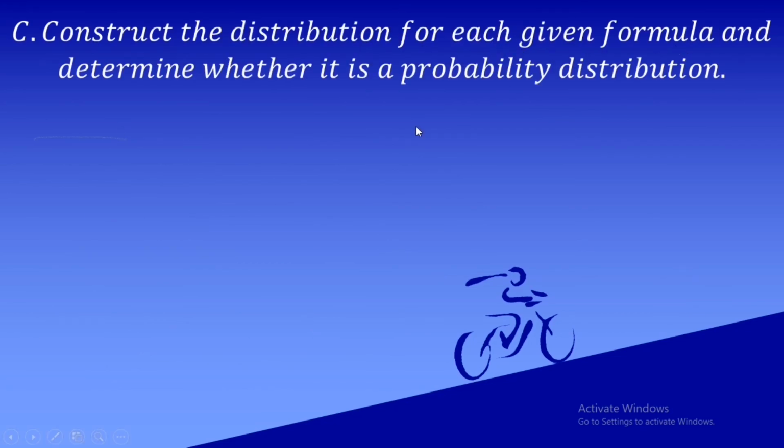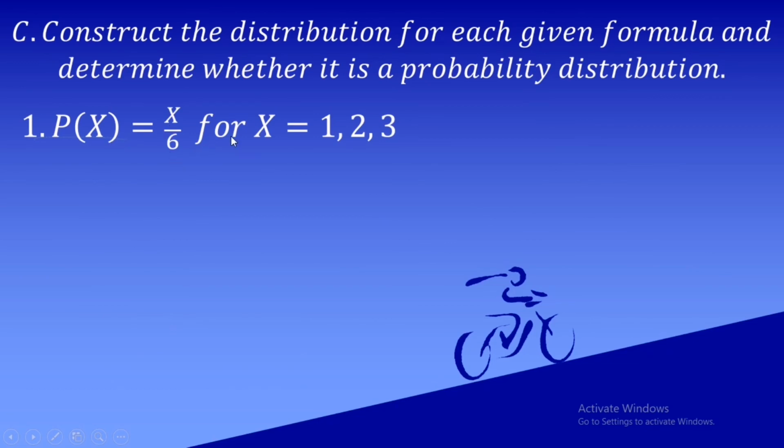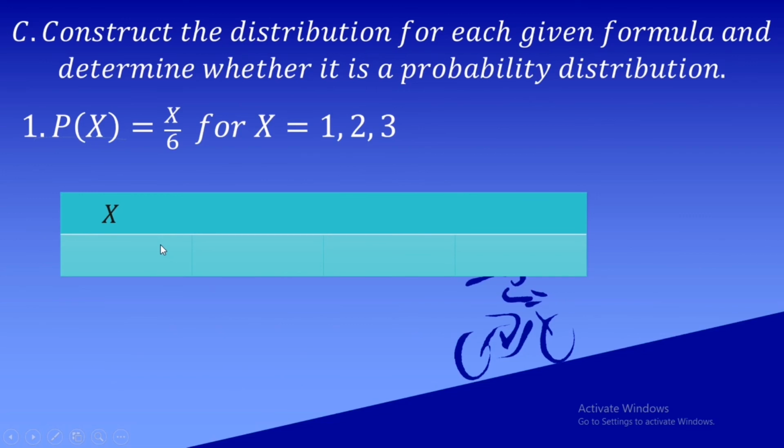For letter C, let's construct the probability distribution. Given P of x equals x over 6, for the values of x from 1 to 3, let's have the probability distribution table. So, yan ang ating value ng x: 1, 2, 3. Now, with the probability of x over 6. So, if x is 1, this is 1 over 6. If x is 2, 2 over 6. If x is 3, 3 over 6.